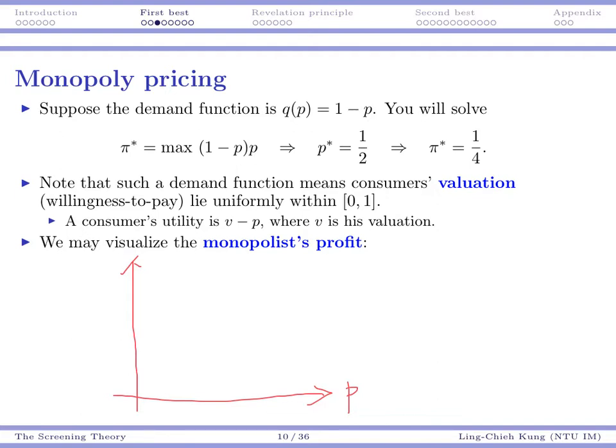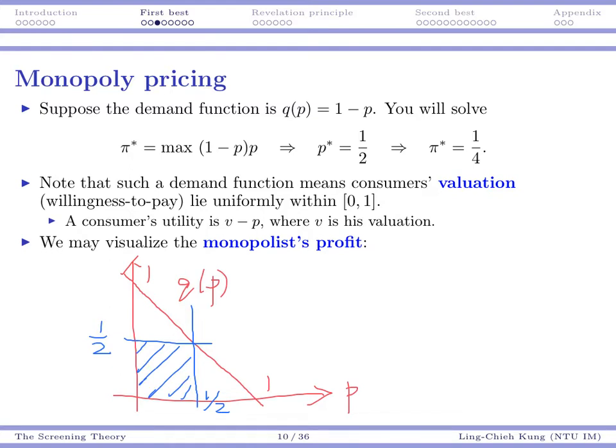So our demand function is somewhere like this. Okay, this is 1, this is 1. This is my demand function, Q of P. So where is the monopolist profit here? The monopolist sets the price to here, okay, 1/2, and correspondingly we have the quantity 1/2, okay, and the product, or the area of this rectangle, is just the seller's profit, okay. This is 1/4.